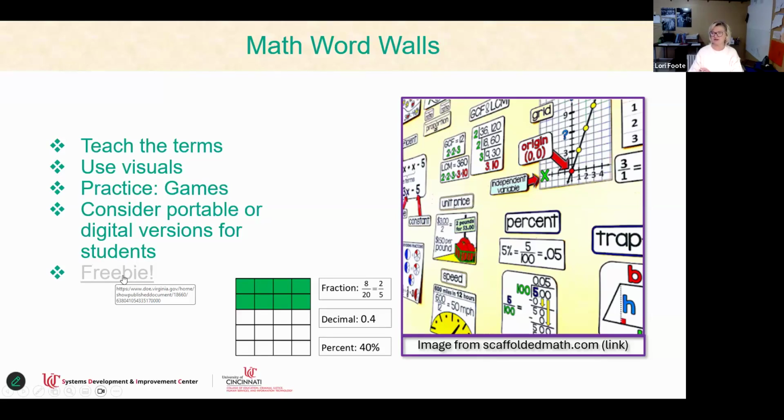The Department of Education in Virginia has math word wall terms, and this is an example of one right here. They've got them all graphically, and they're organized by grade level. So you can literally just go in, find the ones you want, print them, and put them right up on your board. It's very nice, because I know Pinterest sells them, but the Department of Education in Virginia is giving theirs away. So I'm going to give you that link as well.